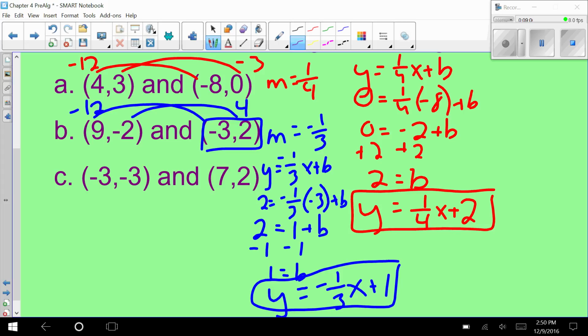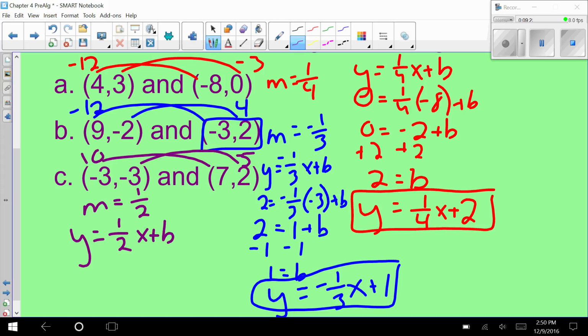And for this last one, let's find our slope to start. Negative 3 to 2 is a plus 5. Sorry, that's a positive 5. Negative 3 to 7 is a plus 10. So my slope is 5 over 10, which is 1/2. Y equals 1/2 x plus b is my starter equation.